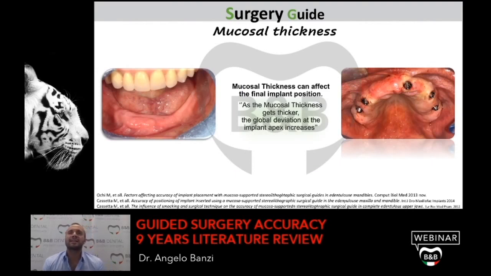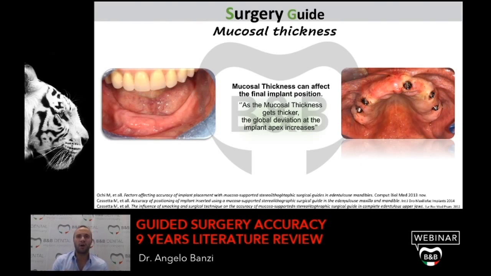About the mucosal thickness, we know that it can affect the final implant position. Hawking and Cassetta noticed that the thicker the mucosa, the higher the global deviation, so the lower the accuracy. Why? Because of the elasticity. We have spoken before about this problem. Yes, when a mucosa is really thick, these tissues can have a high elasticity. And when I work with the guided system technique, it's required to work with a system that is static. I mean, the impression has to be mucostatic.